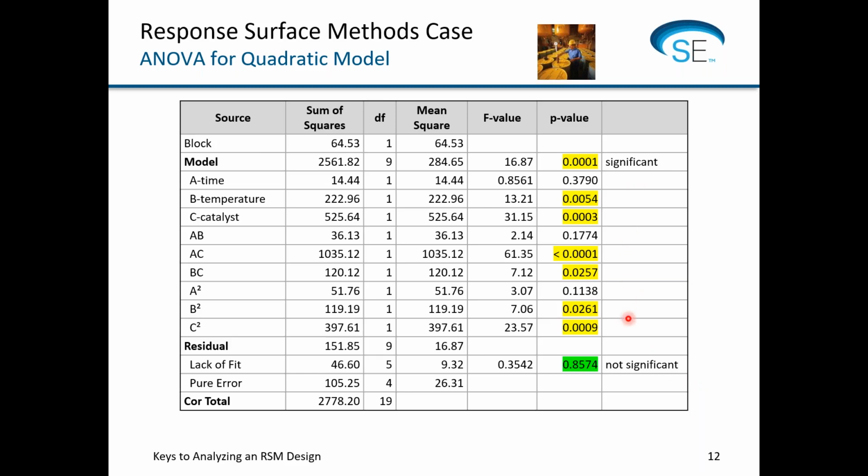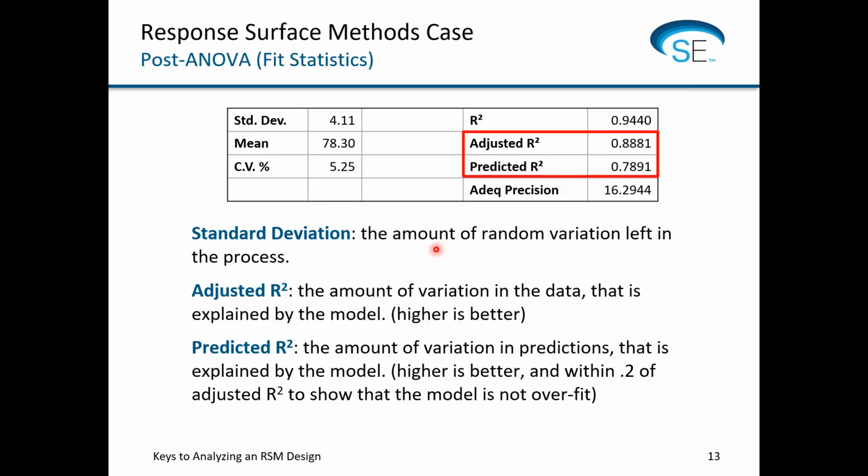Now, besides your basic analysis of variance, you also get some model summary statistics. They are in the upper right-hand corner of Design Expert. And one thing I like to check is the standard deviation. That is the amount of random variation left in the process after you've accounted for these model effects. So it's just the remaining variation, kind of a good baseline. The information that I'm really keying in on for response surface designs is the R-squareds. Here's a definition.